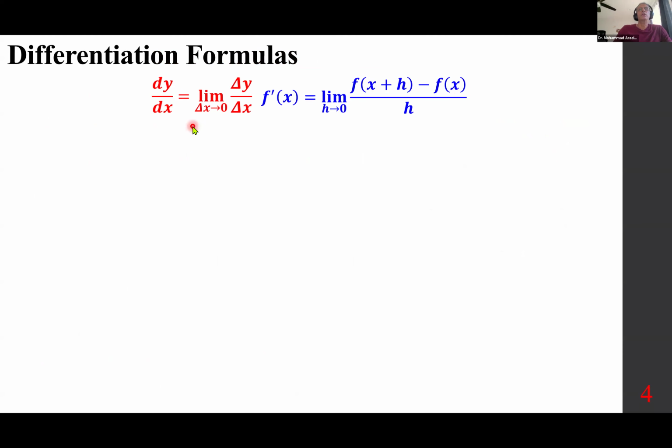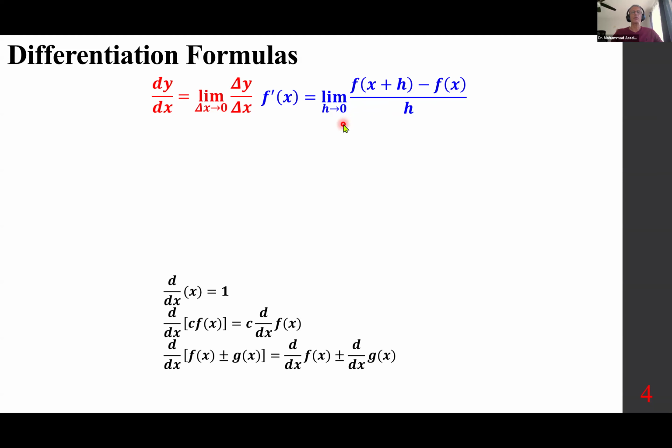Now, differentiation, starting with the definition: dy/dx is the limit of delta y over delta x as delta x approaches 0. Or f prime of x is the limit of f of x plus h minus f of x over h as h approaches 0. So we know that, and now we are going to make it easy by using formulas.